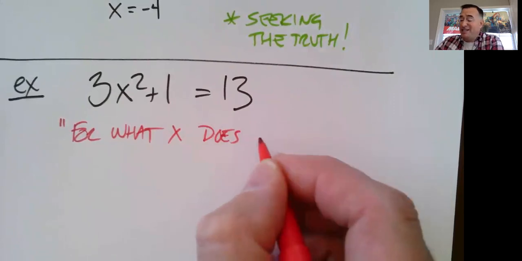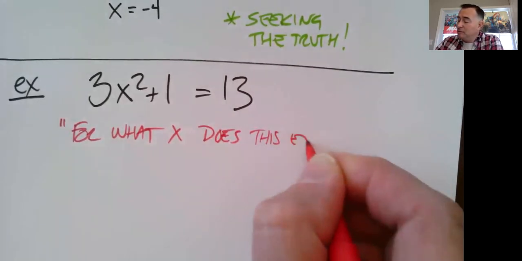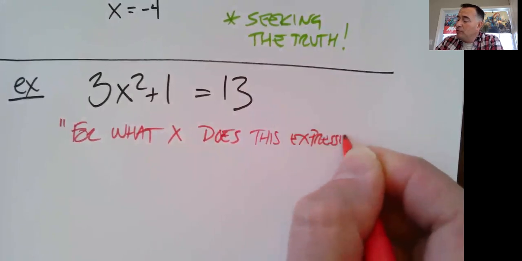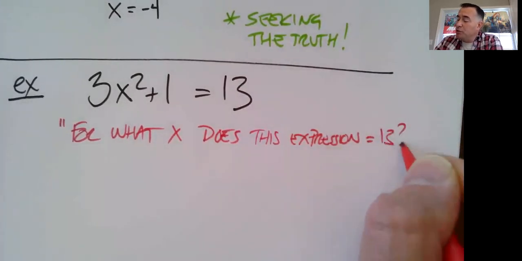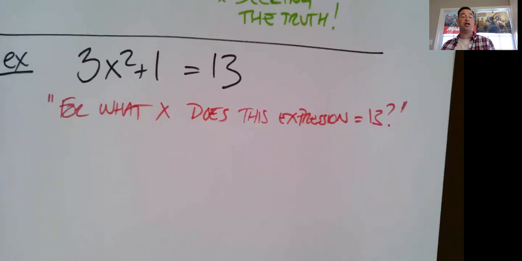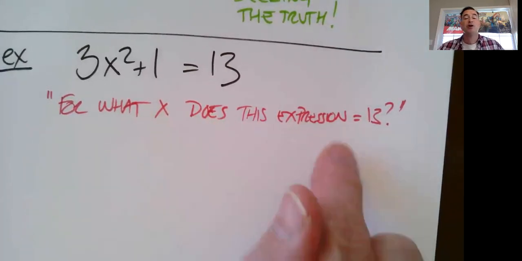For what x does, I'll just say this expression, equal 13? It's the whole thing put together. It's not just what's x. Because when you ask the question, what's x, there's a million different ways you can get to that, a million different values of x. If you don't specify what the question is, sometimes it's hard to figure out what you're trying to get to when you're seeking the truth, like the mathematical adventurers that you are. When we see this, I need to know for what x does this expression equal 13.